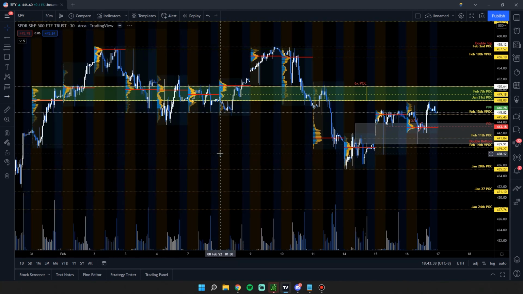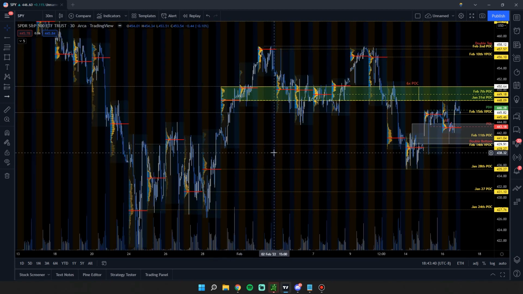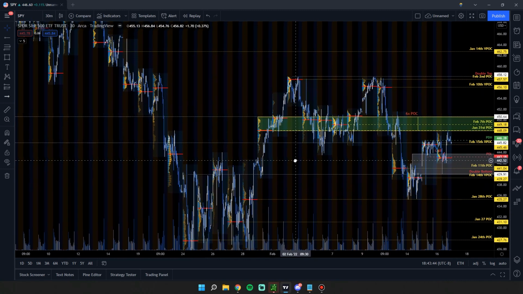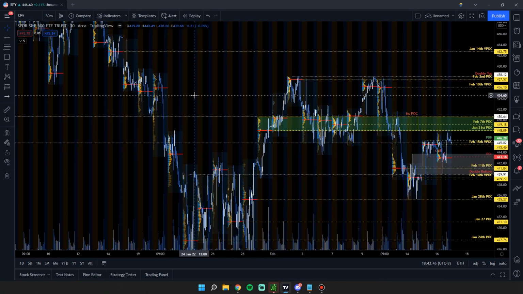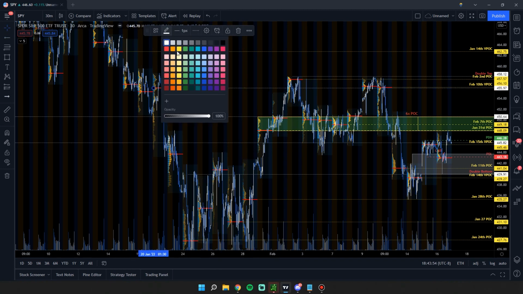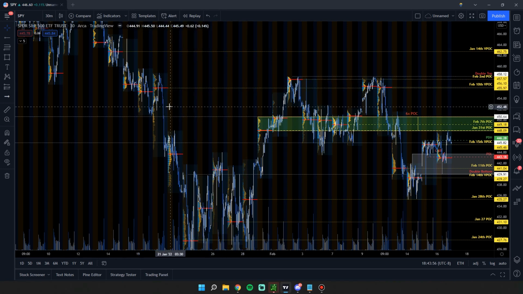So the way that you want to look at POCs is to think of yourself as a trader. If you are buying stocks, because we can't apply this to options because of theta decay, this wouldn't be true.